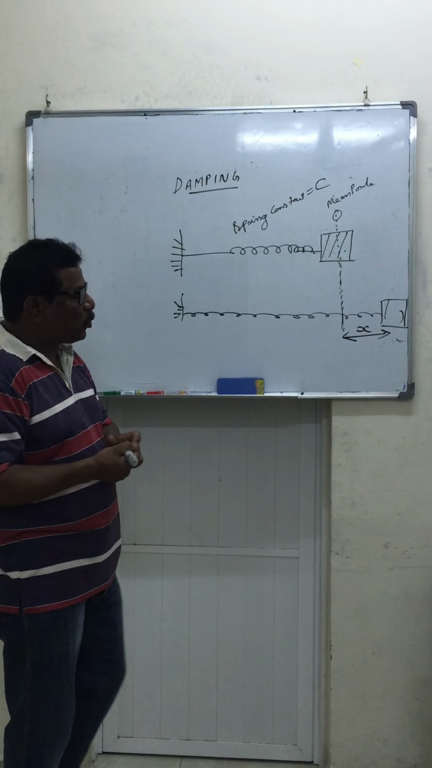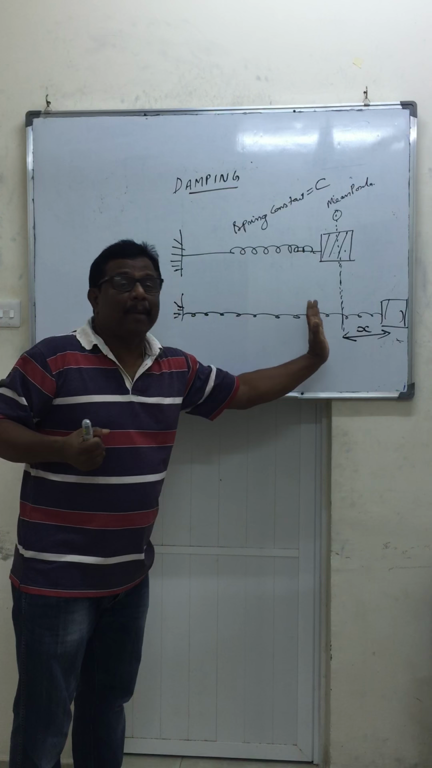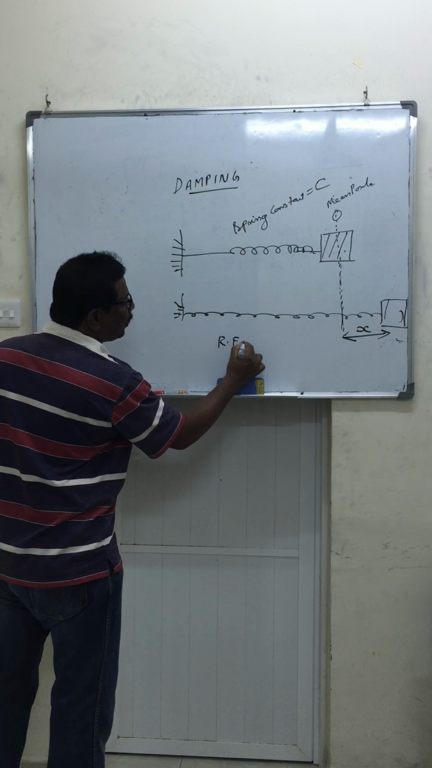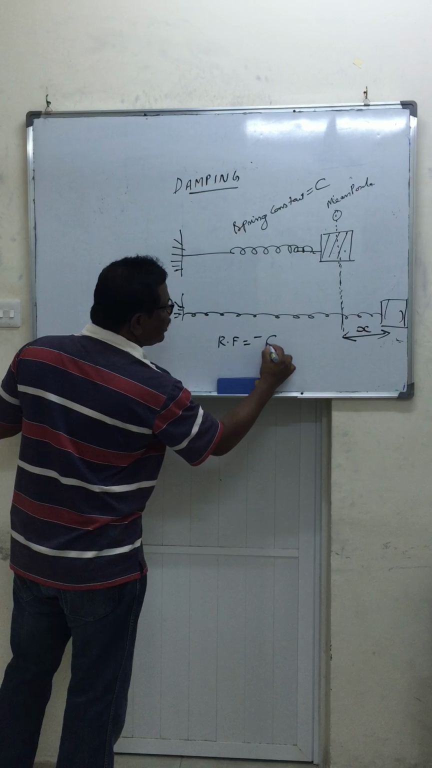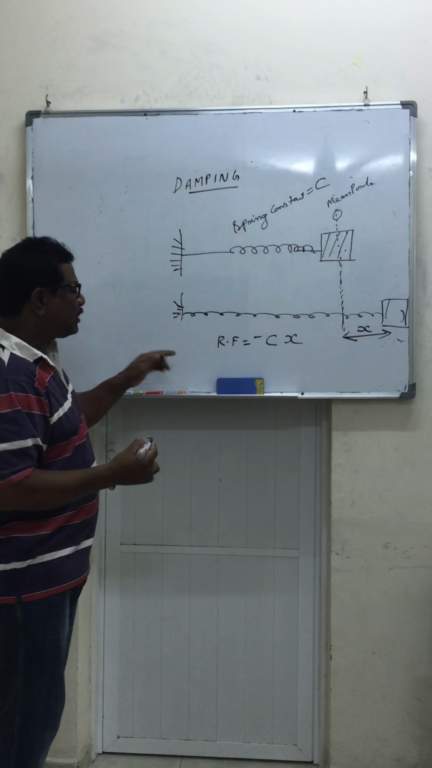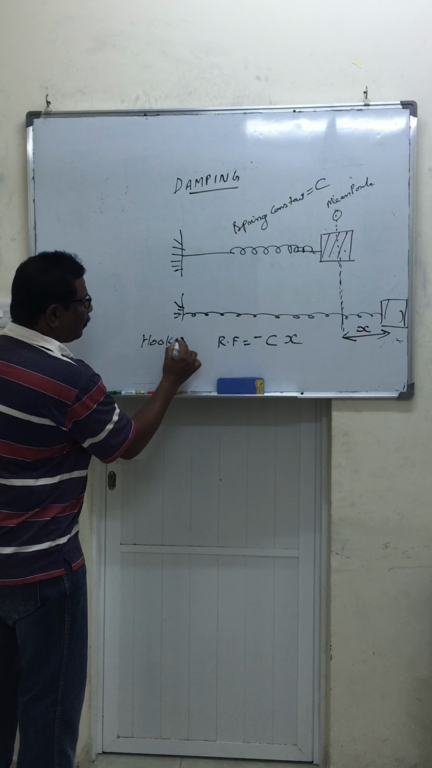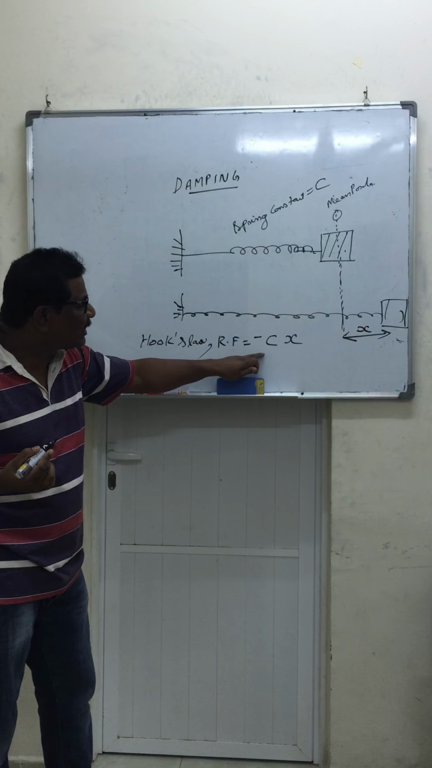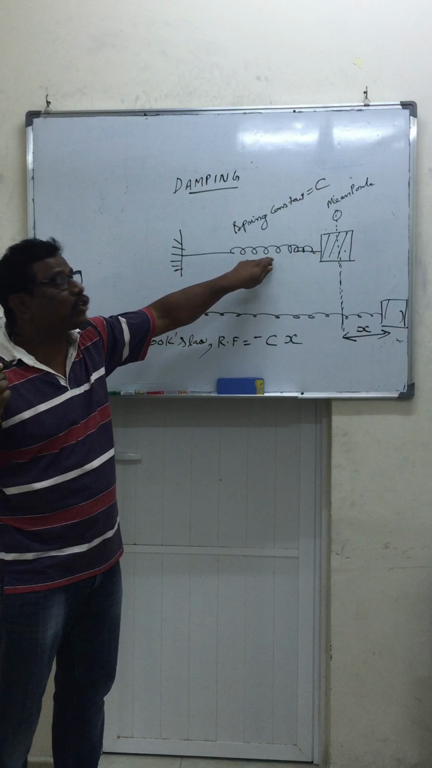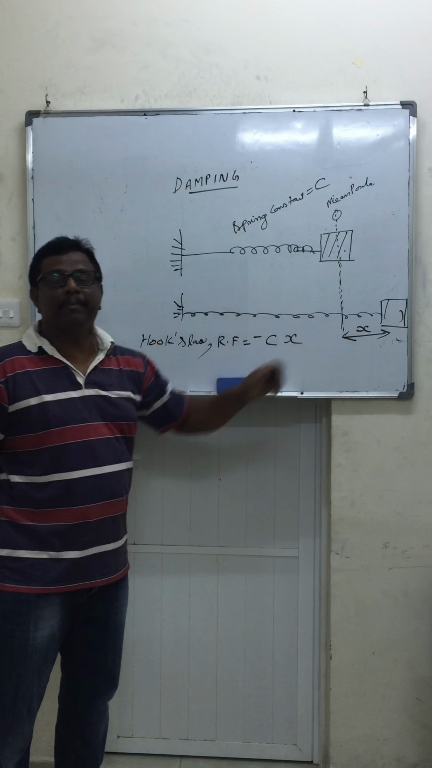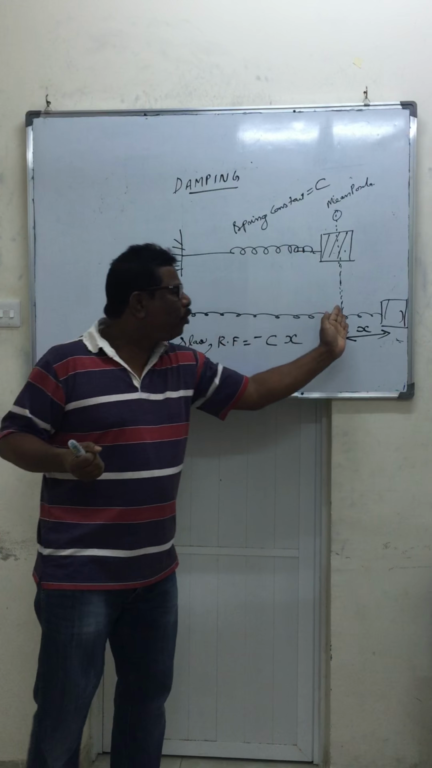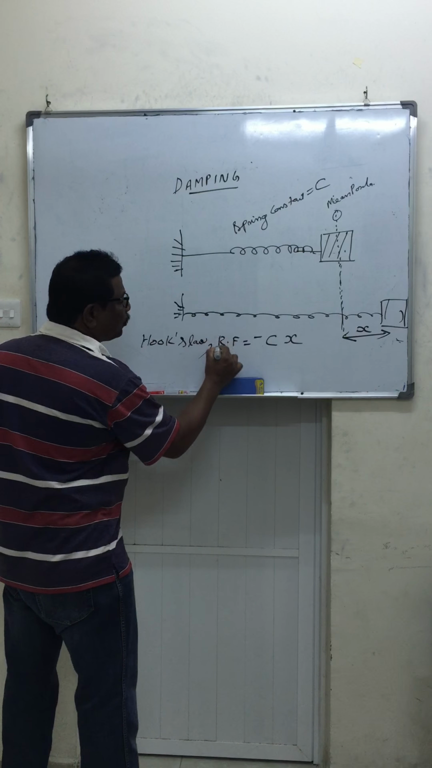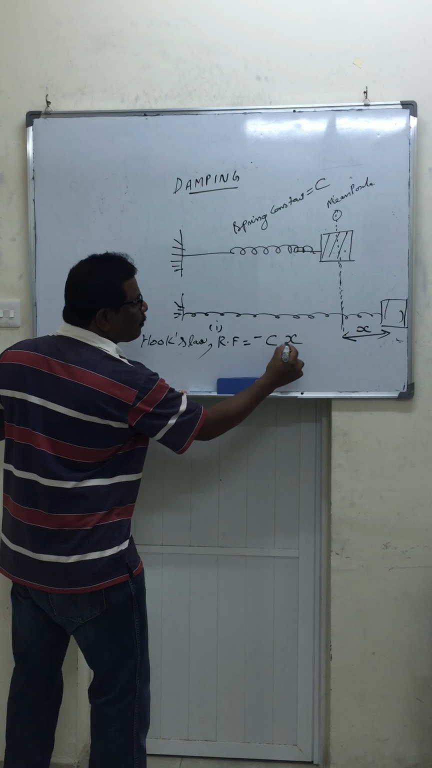Then, in this situation, we can apply Hooke's law. What is Hooke's law? The restoring force equals minus C into X. So according to Hooke's law, the restoring force is minus C into X. What is C? C is the spring constant, depends upon the nature of the spring. And what is X? Extension produced. So one thing is clear. When I pull this spring, the spring is subjected to one kind of force. What is that? Restoring force.